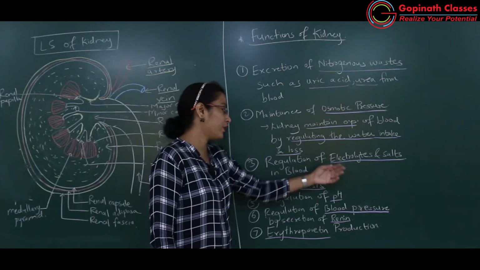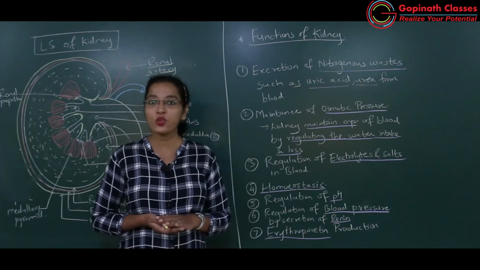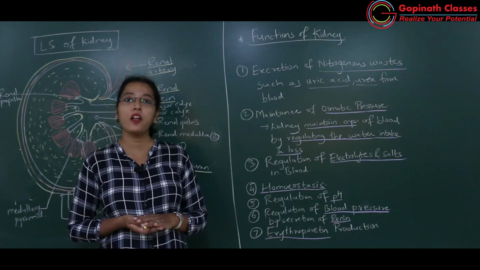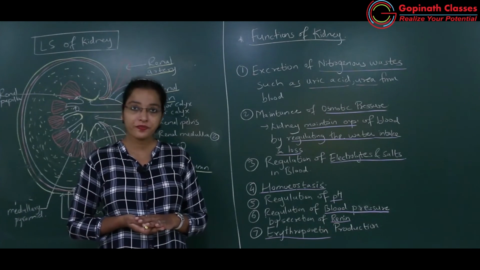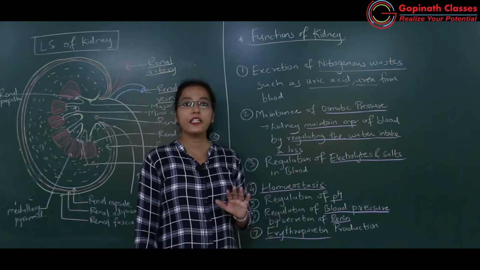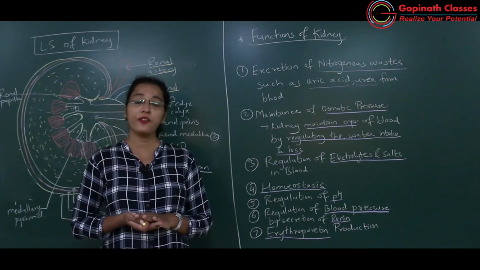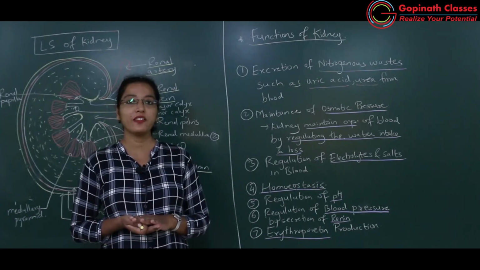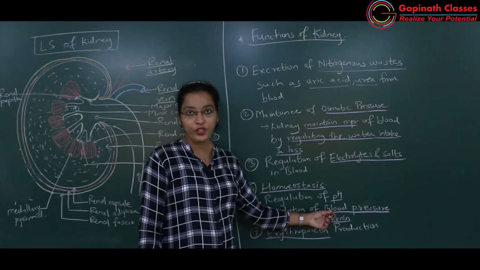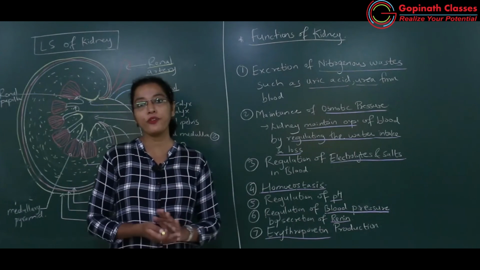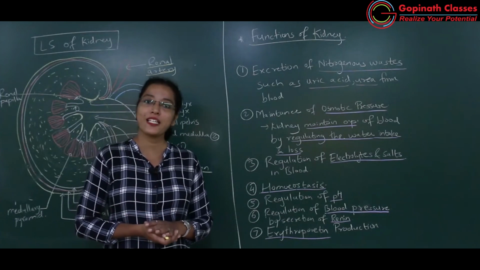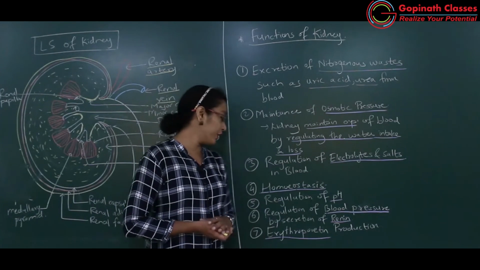Then regulation of the electrolytes and salts in the blood. Which electrolytes? Sodium ions, potassium ions, bicarbonate ions, which will help in proper functioning of the body. Then homeostasis, maintenance of the internal environment constant even if there are many changes in the external environment. Then regulation of the pH of the body fluids. The pH of the body fluid, that is 7.4, is maintained properly because of removal of excess acids and bases present in the body fluids.